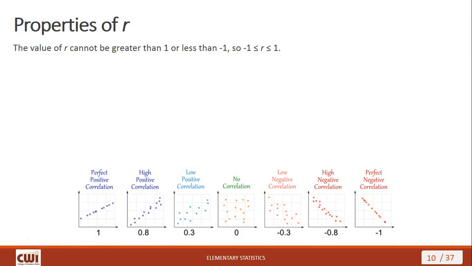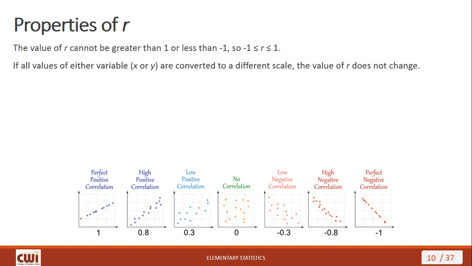Knowing how we calculate the value of r, we can deduce certain properties that r is going to have. The first is that r cannot be less than -1 or more than +1. So it's bounded within this range between 1 and -1. Now, if all values of either variable are converted to a different scale, then the value of r does not change. So we can perform data transformations on our data set, but that's not going to necessarily change the value of r.